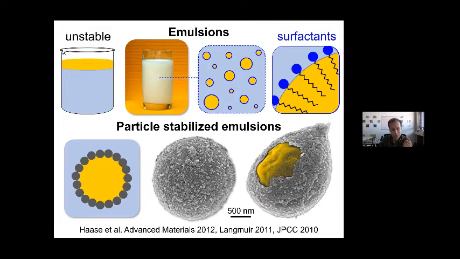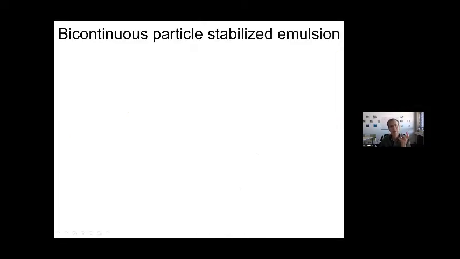But I told you that I would like to obtain a fluid bicontinuous network with emulsions. And you can see this is definitely not fluid bicontinuous. The droplets are not continuous, only the surrounding is continuous. So how do you make a bicontinuous particle stabilized emulsion? I show you in this video.